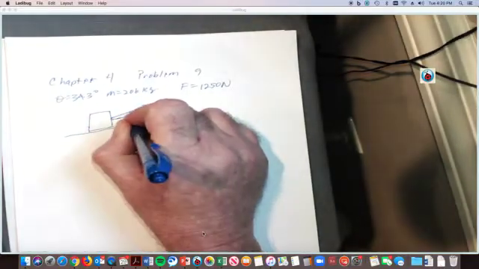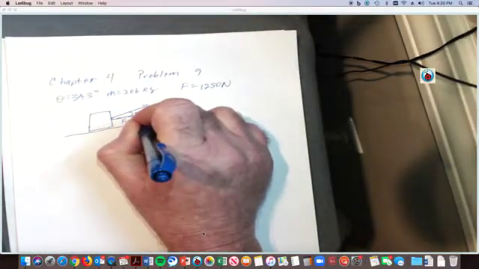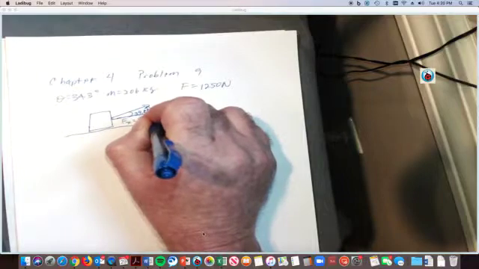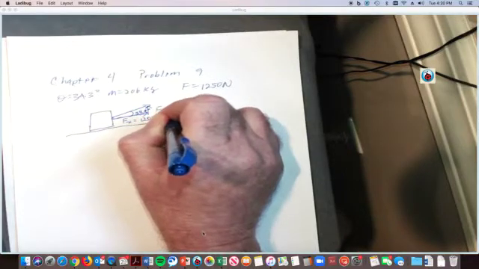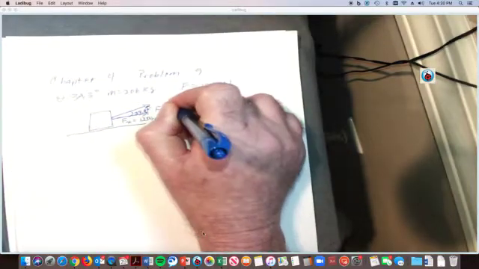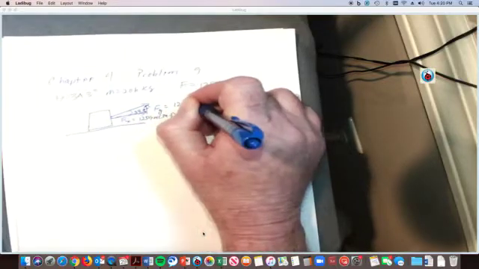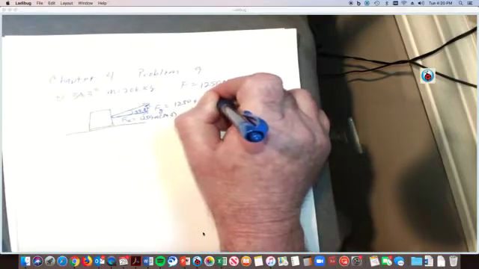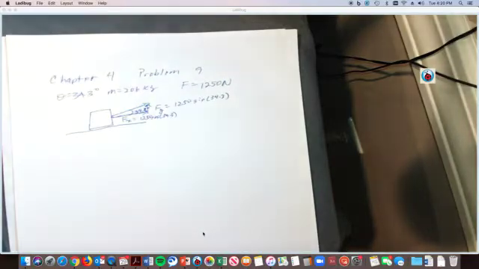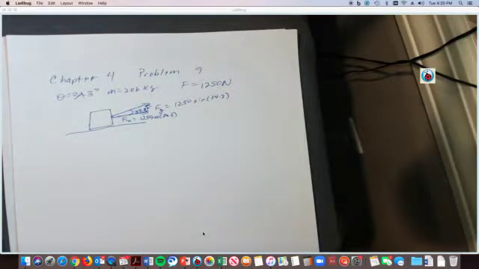F of x is equal to 1250 cosine of 34.3, and F of y is equal to 1250, it's positive, times the sine of 34.3. Make sure your calculator is in degrees and not radians. I think one of your fellow classmates was thrown off by that.